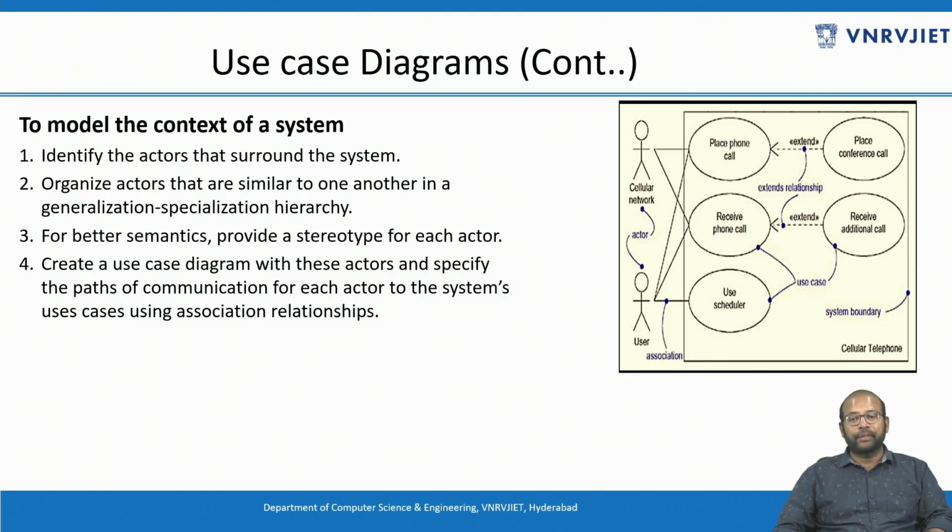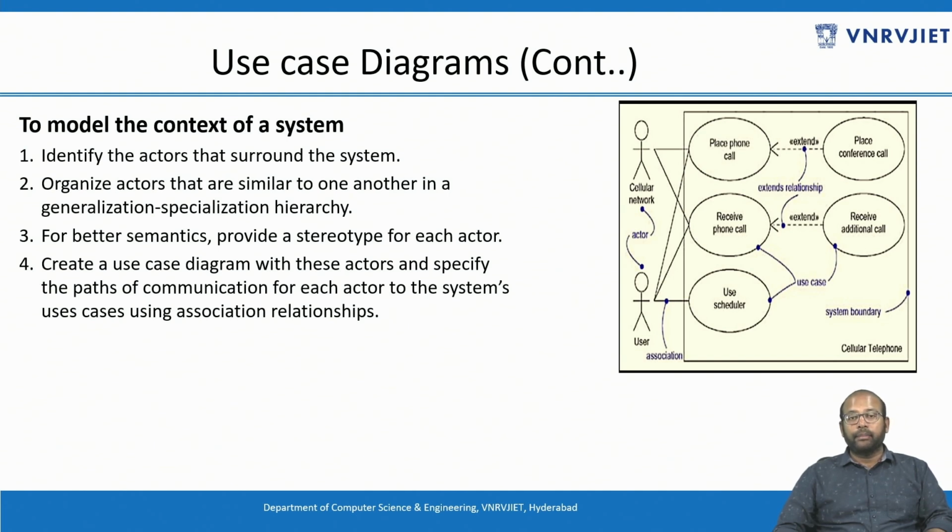Who are the actors in this particular example? Yes, there are two types. One is user, second one is cellular network. These two are the actors. Second, organizing the actors that are similar to one another. Wherever there is a similar behavior, there you can apply this particular generalization relationship.